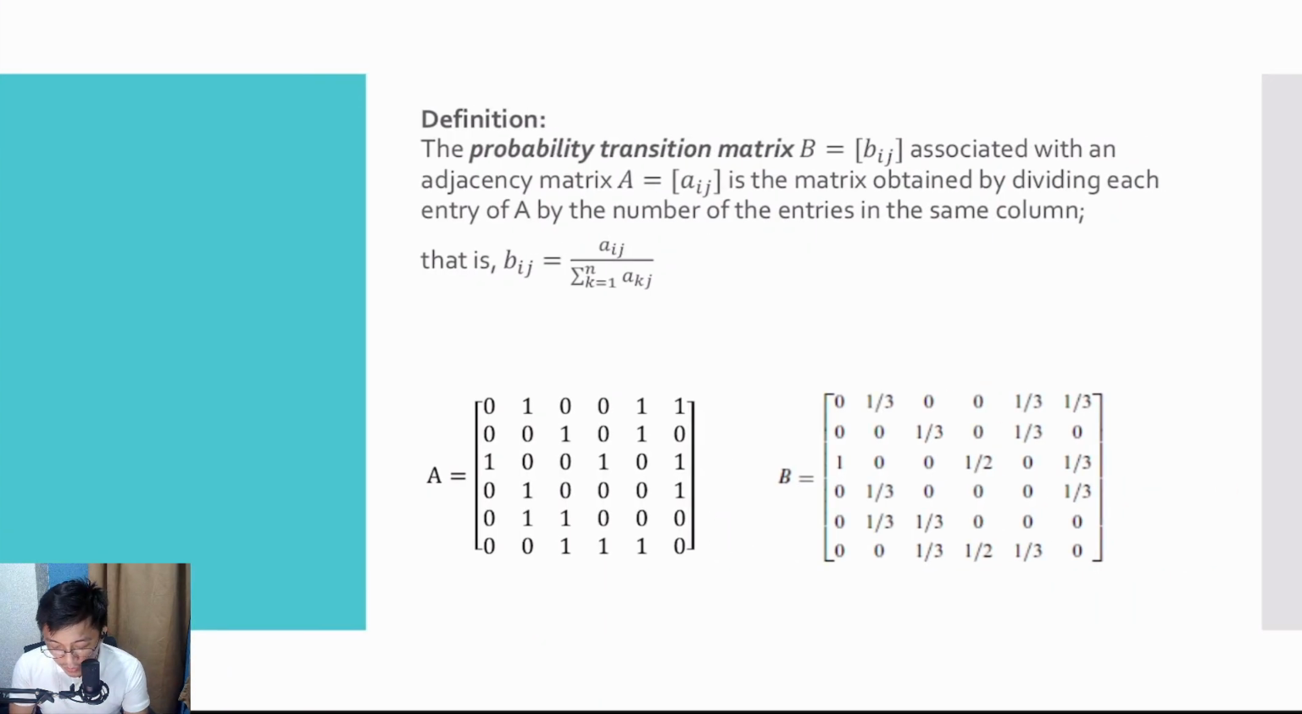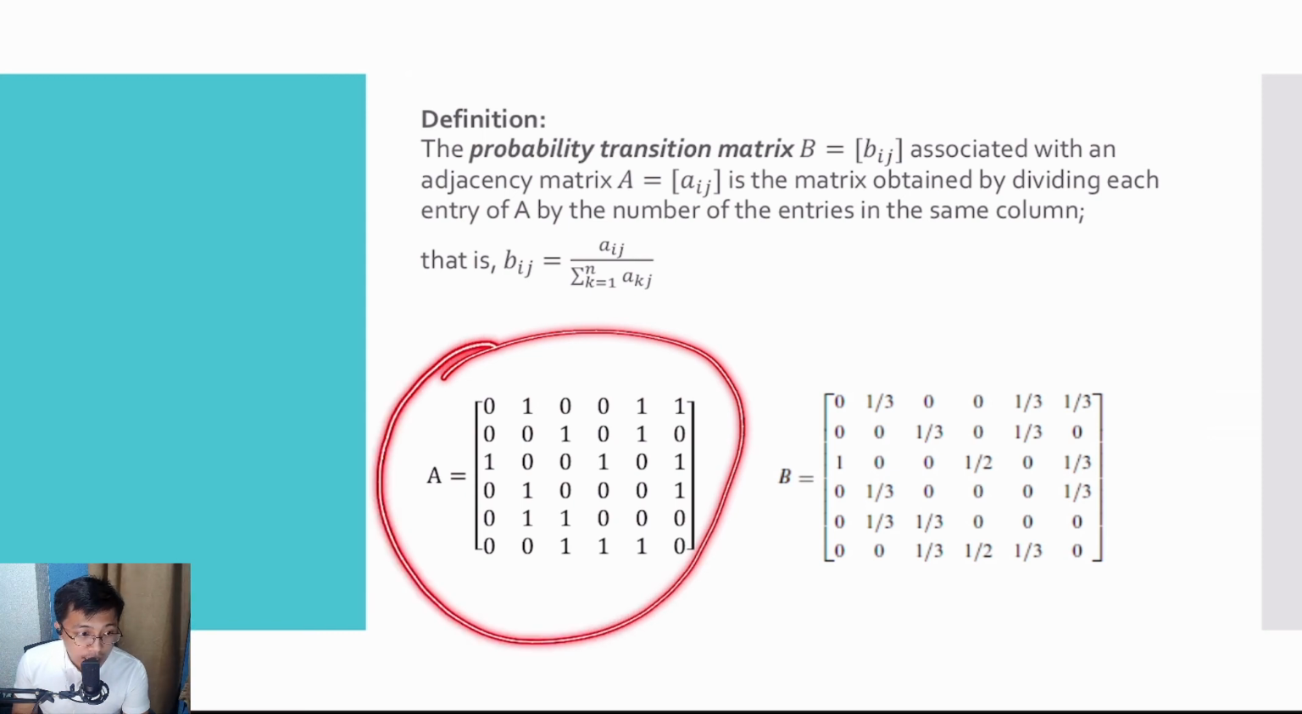So what do we do? We introduce what we call a probability transition matrix B associated with an adjacency matrix A. So here, basically, we just get the probability of each column.